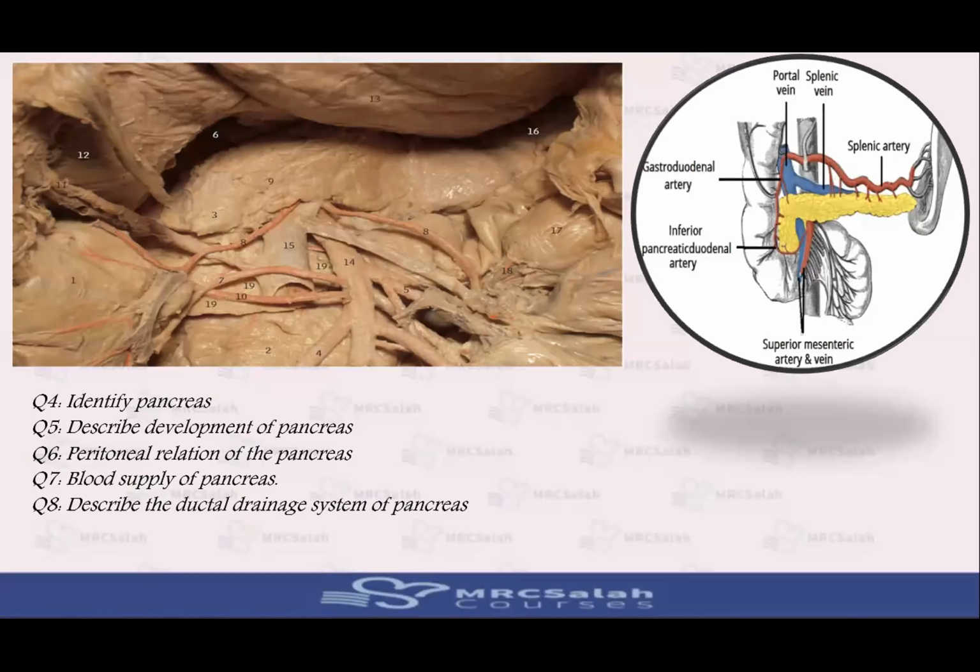The accessory one drains which part? The accessory one drains the uncinate process. And it opens where? It has variations. I think it may open in the ampulla of Vater, or below, in the second part of the duodenum, in the minor duodenal papilla. Okay.